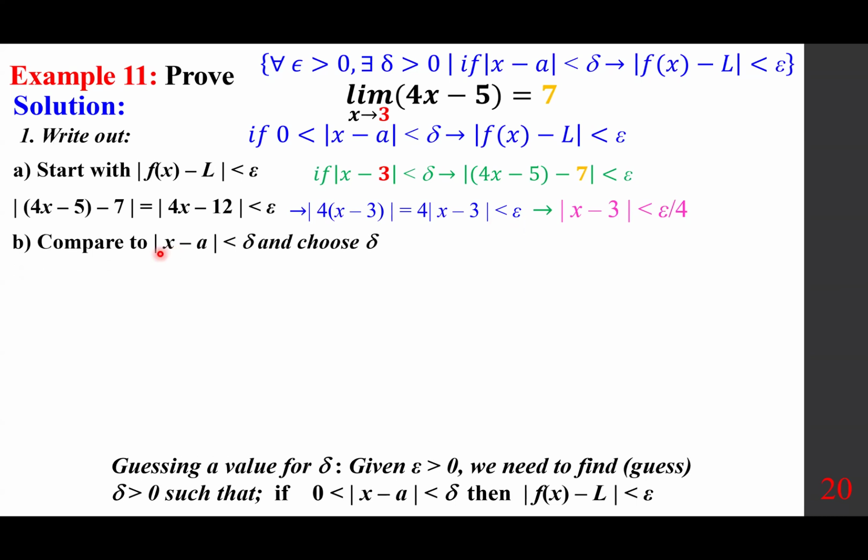Now you compare it to absolute value of x minus a less than delta. This part for this question is this. So let's put it down here. Compare it to this one. As you compare it to this one, you see the left side is identical. The right side tells us the choice would be that these two are equal. That would be the choice. So therefore, because of this, choose delta to be epsilon over 4, and it should work. That's really the bottom line.